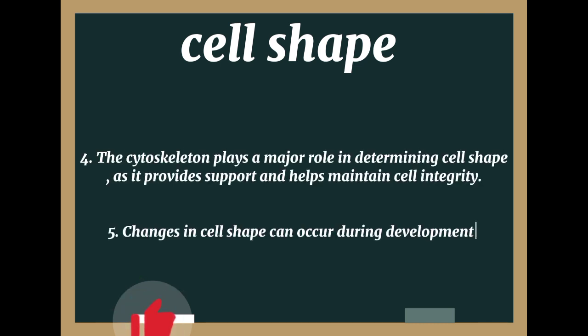4. The cytoskeleton plays a major role in determining cell shape, as it provides support and helps maintain cell integrity. 5. Changes in cell shape can occur during development, disease, or in response to environmental stimuli.